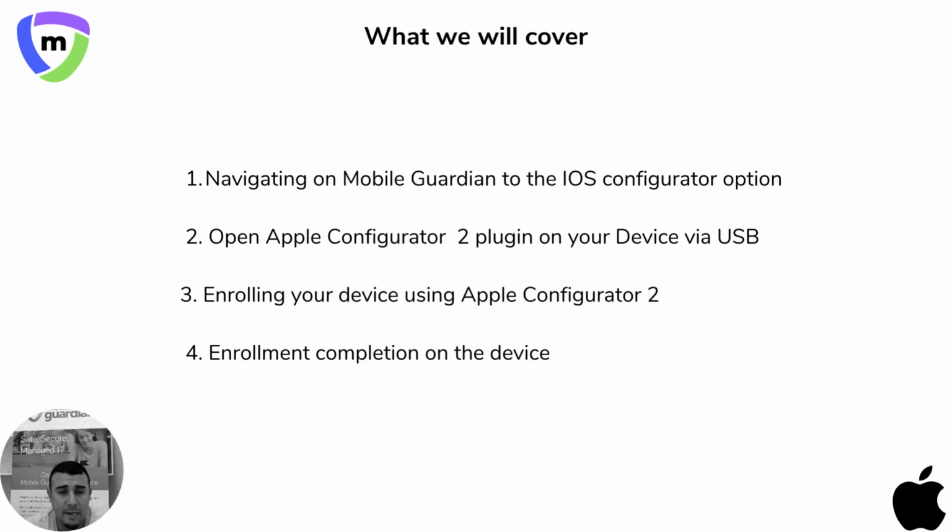What we will cover is navigating on your Mobile Guardian to the iOS Configurator option, opening Apple Configurator 2 and plugging in your device via USB, enrolling your device using Apple Configurator, and enrollment completion on the device.